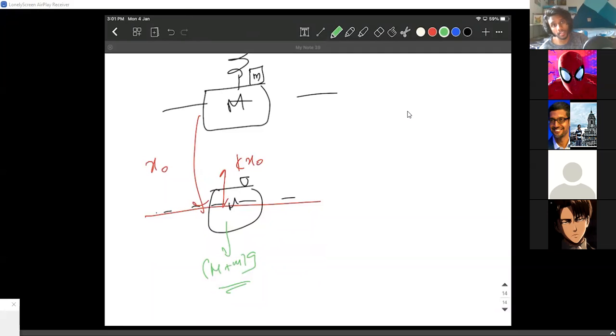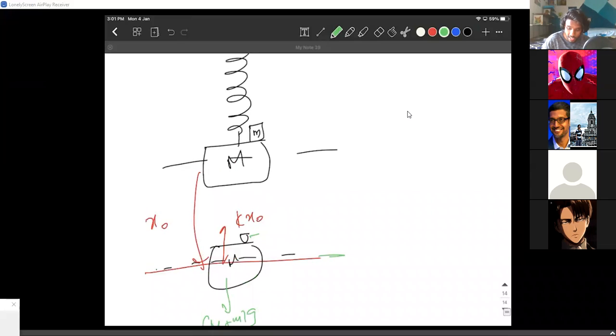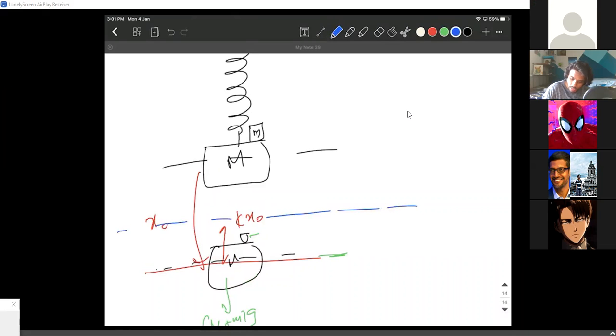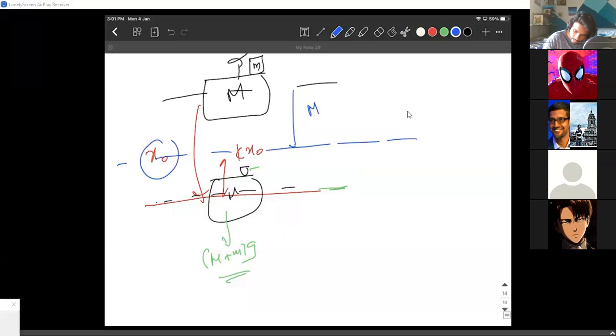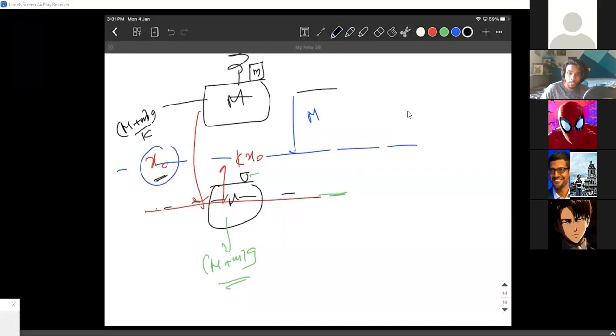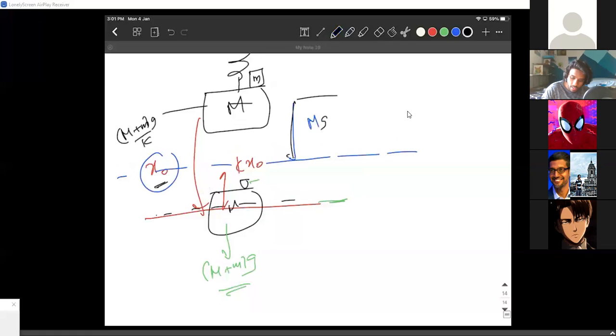What they do at this point is they remove this block suddenly. So there is a new equilibrium position. So this is not even the new equilibrium position. You will get a brand new equilibrium position. This x naught is because of m plus m into g by k. But the new equilibrium position will be only because of mg by k, because the small m is removed suddenly. So this is a completely new equilibrium position.